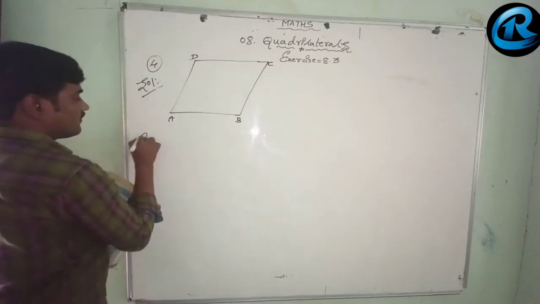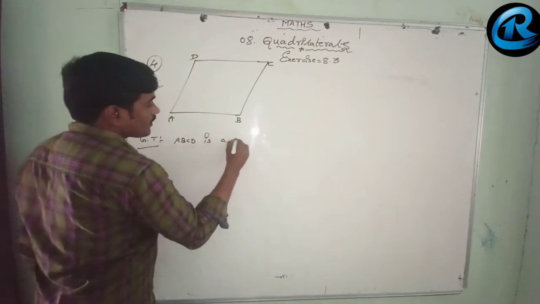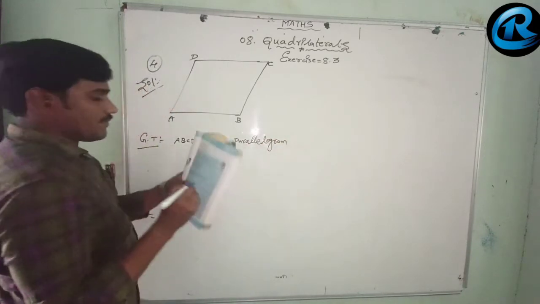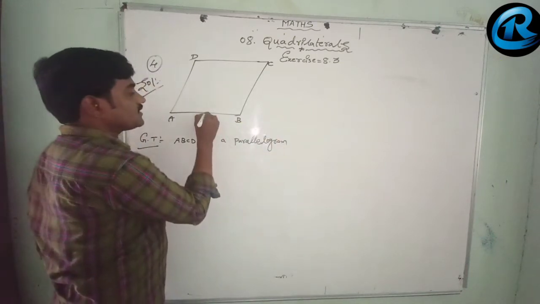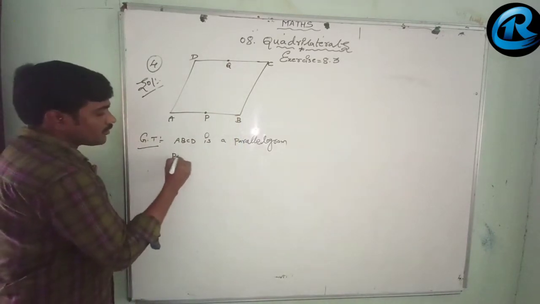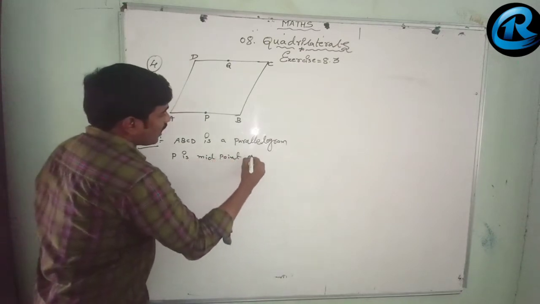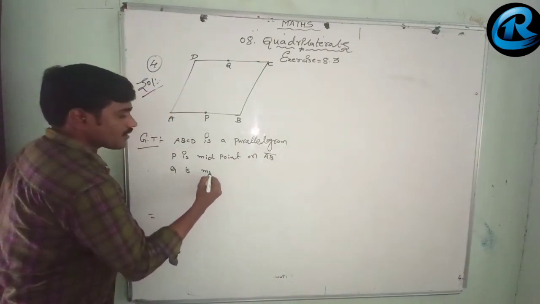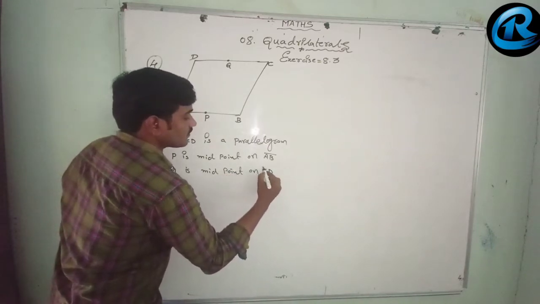ABCD is a parallelogram, given that. P and Q are the midpoints on AB and DC. Here P is a midpoint on AB line segment, and Q is a midpoint on CD line segment, or DC line segment.